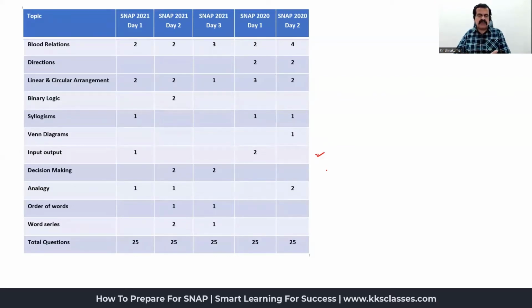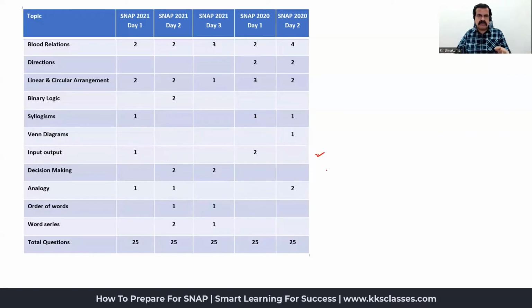In fact, I should not say level of difficulty. I should be saying that the question levels are so easy. I should not be using the word difficulty. So when you're looking at linear and circular arrangement, for example, very, very easy questions. So blood relations, again, very straightforward questions. So again, this is a scoring area.